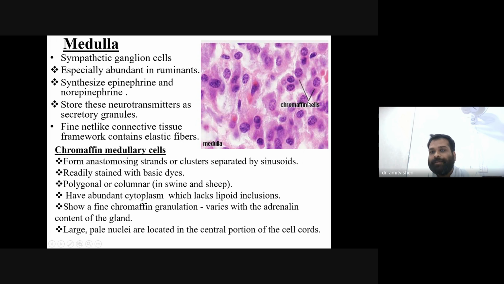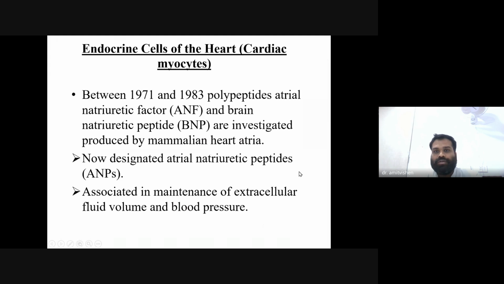You can see these are the chromaffin cells present in the medulla region of the adrenal gland, and these cells show a fine chromaffin granulation. You can see inside the cell fine dotted structures are present. This fine chromaffin granulation varies with the adrenaline content of the gland. And the large pale nuclei are located in the central portion of the cell cords.